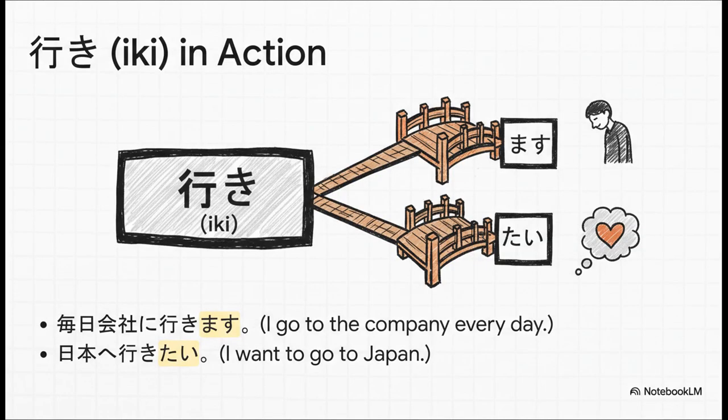That one little vowel shift makes a world of difference in what the verb can do. And check this out. This really shows what the Ren'you-kei can do. In that first example, 毎日会社に行きます, our iki connects to masu to make it polite. That's where ikimasu comes from. Then in the second one, 日本へ行きたい, it connects to tai to show you want something. 行きたい, I want to go to Japan. That one little form is a bridge to totally different meanings.